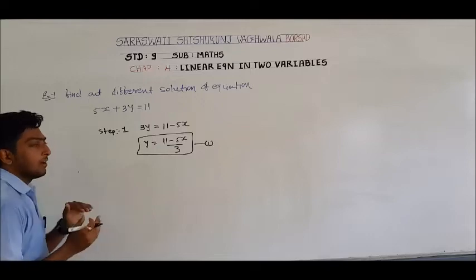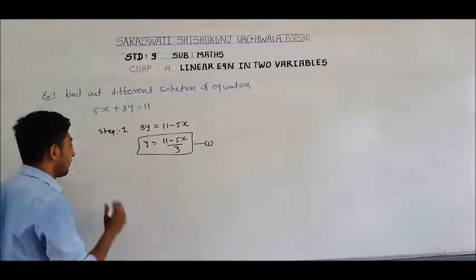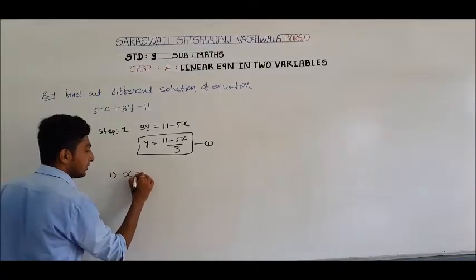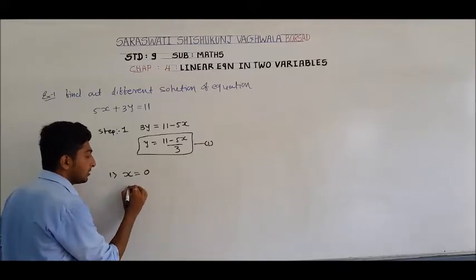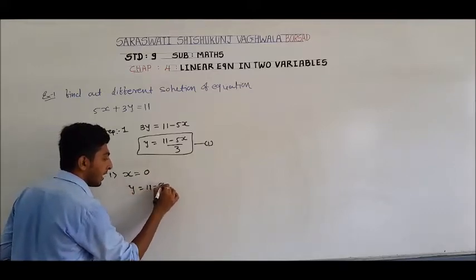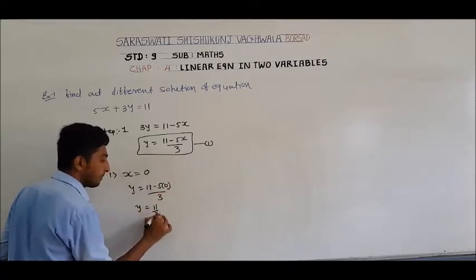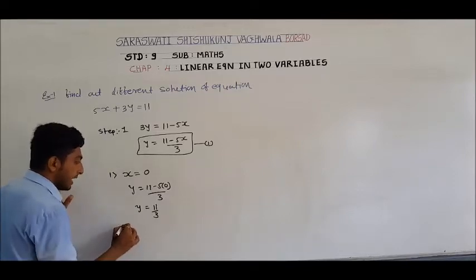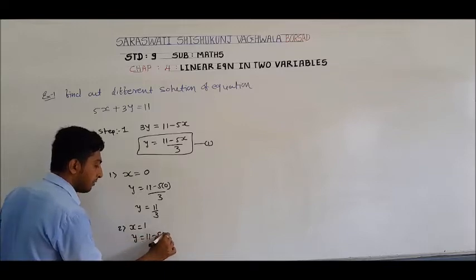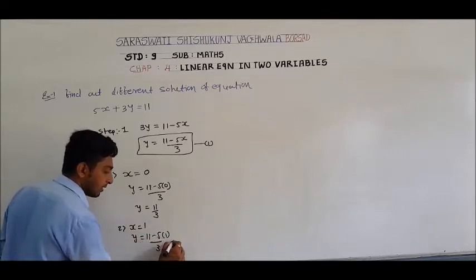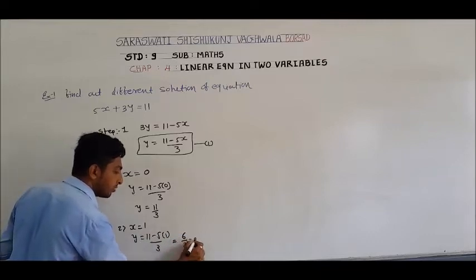Now take different values of x and you will get the value of y. First, let us take x equal to 0. Let us see the value of y. So y equals (11 minus 5 into 0) divided by 3. That is y equal to 11 by 3. Let us take x equal to 1. So y equals (11 minus 5 into 1) divided by 3. That is 11 minus 5, 6 divided by 3, equal to 2.